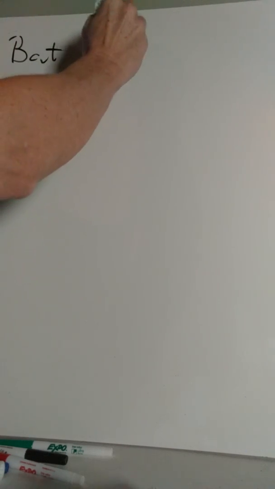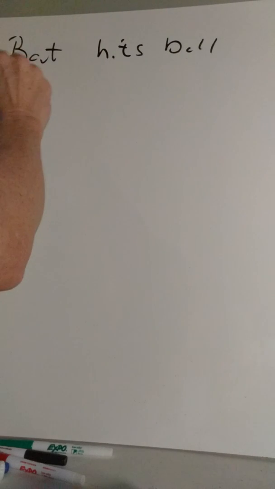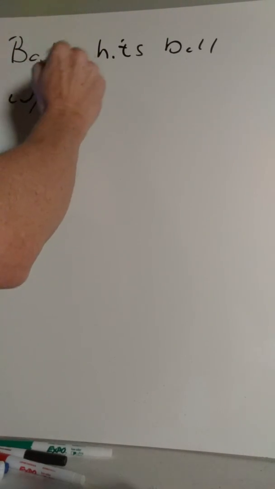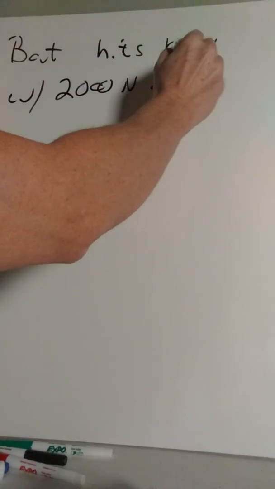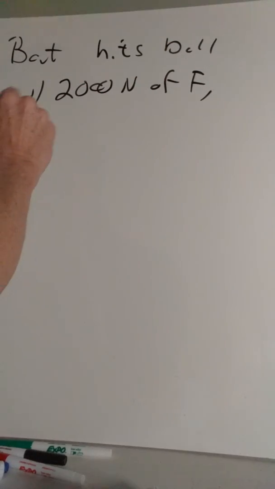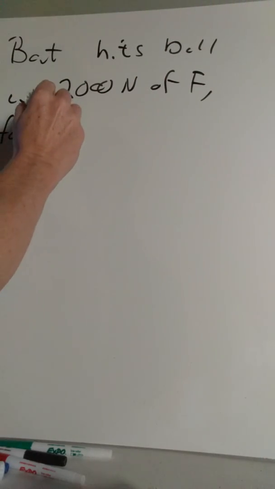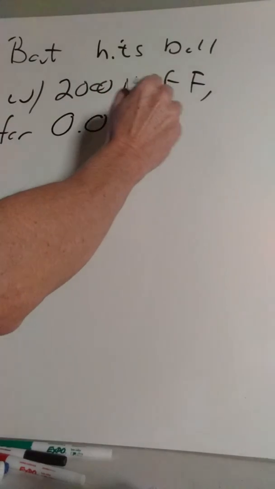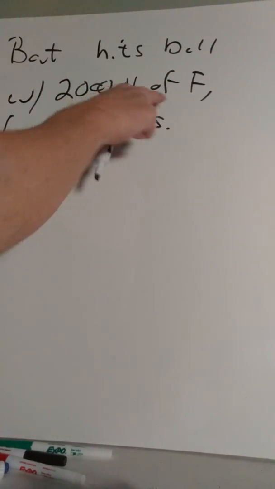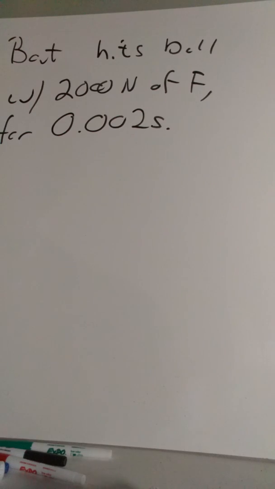Now, to set up a typical impulse problem, we're given something like, let's say, a bat hits a ball with, say, 2,000 newtons of force for 0.002 seconds. So there we have a force and a time frame. That tells us we're really looking at impulse.